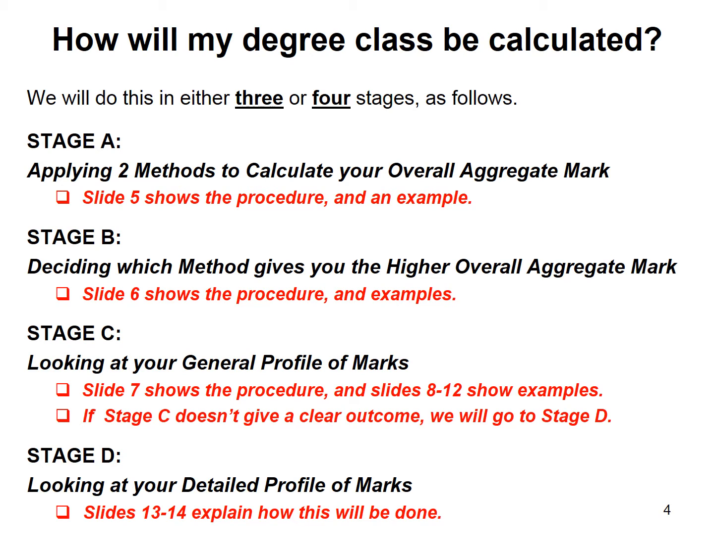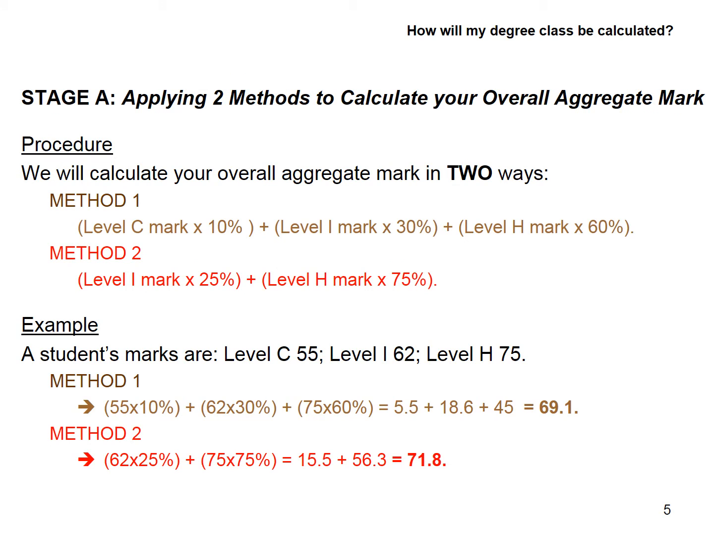So, we look at stage A first of all. What we'll do here is use 2 methods to calculate your overall aggregate mark. The first method takes into account work from all levels of study, level C, level I, and level H. And here we will take 10% of your level C mark, 30% of your level I mark, and 60% of your level H mark, and add them together.